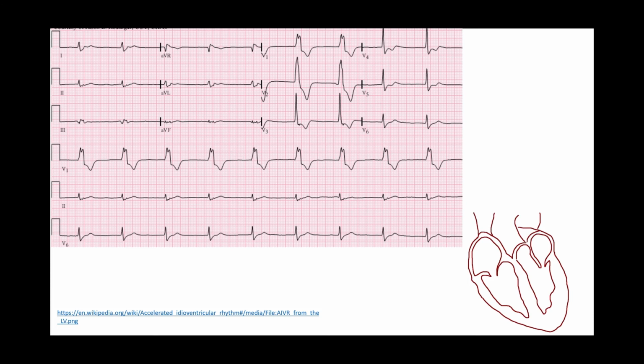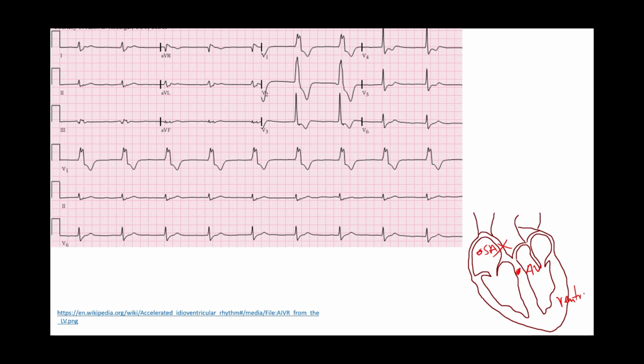Once again, if you try to identify the origin, you will notice that there are no P waves before every QRS complex. So we know for a fact that this is not a sinus rhythm. So it's either going to be a junctional rhythm starting at the AV node again, or a ventricular rhythm starting at the ventricles. Think about what we talked about in this last slide. So to differentiate between the two, you really want to think about the rate as well as the type of QRS complex we have.